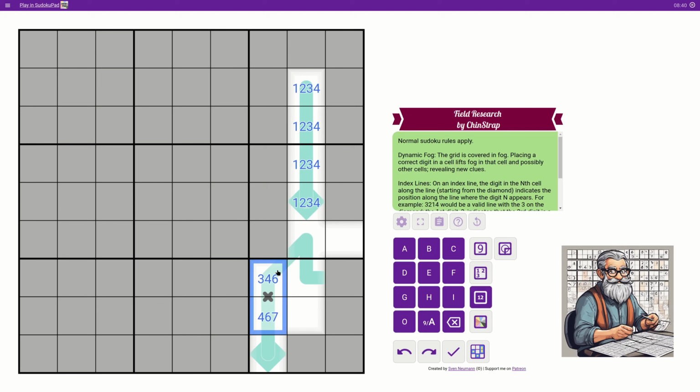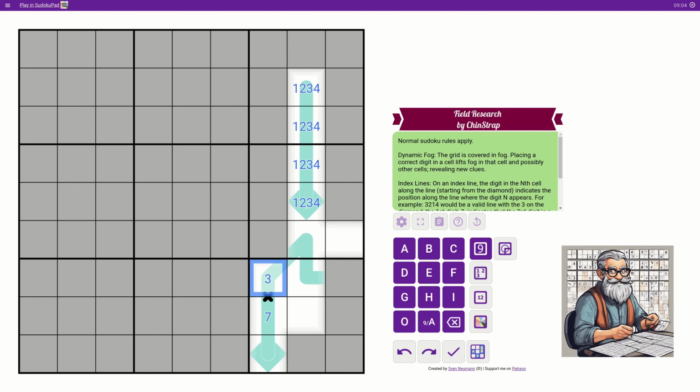6, 4. Oh no, but that's... Well, 6 is okay, but 4 isn't, right? Because this is 4. If we put 4 here, it means that this would have to be 2. Not possible. And if we put 4 here, it would mean that this is 3. And that's as well not possible. Alright, so... Oh, okay. So we know what it is. It's 3 and 7. Right.